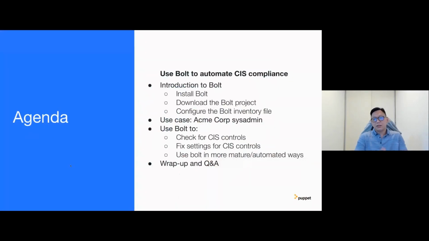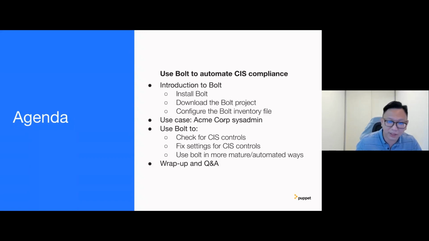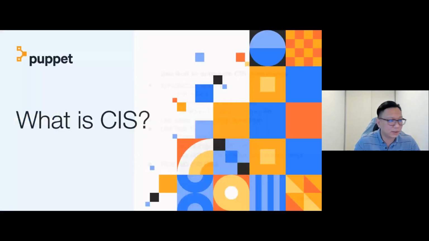The agenda for today is, first off, we're going to run through a couple of introductions to Bolt: what Bolt is about, how to install and download it, and how to configure the Bolt inventory file. We'll also look at the use case of an imaginary company called Acme Corporation as a sysadmin, and how we can use Bolt to automate CIS compliance. We're gonna learn how to use Bolt to check for the CIS controls, fix the settings for CIS controls, and how to use it in a more mature and more automated way. And then finally, we're gonna have some wrap up and Q&A at the end of the session. That's the agenda for this workshop.